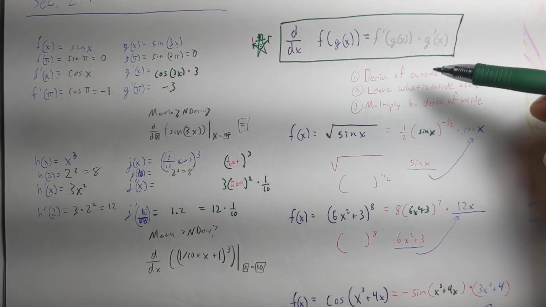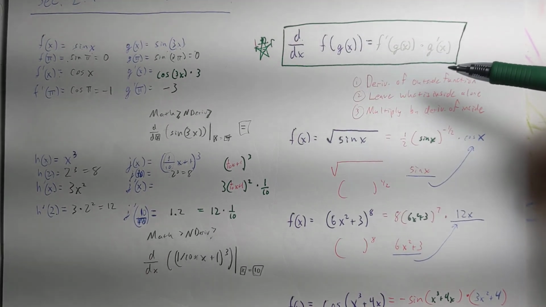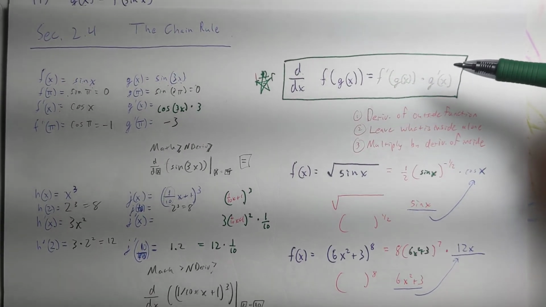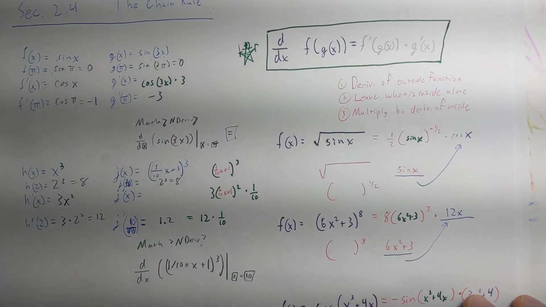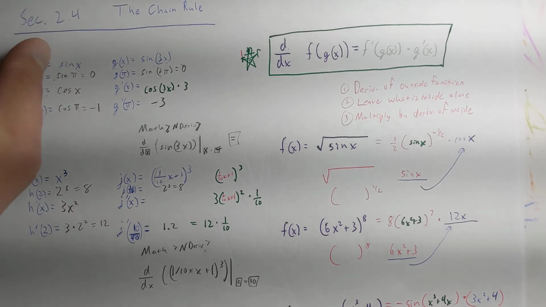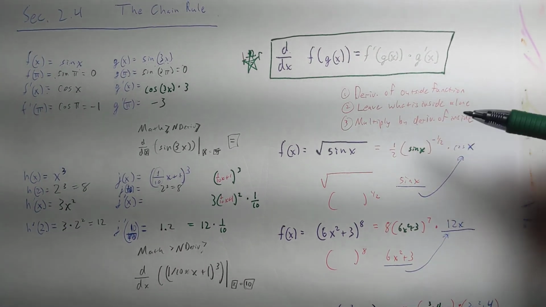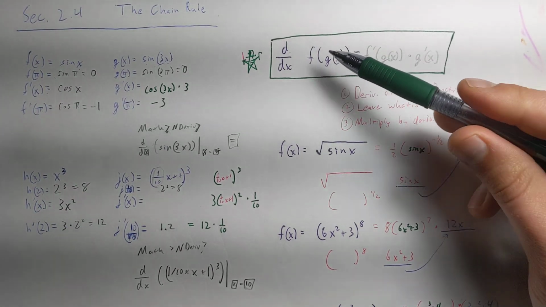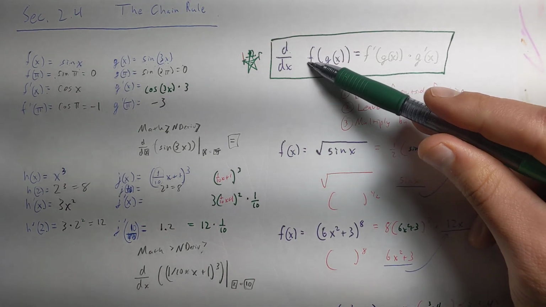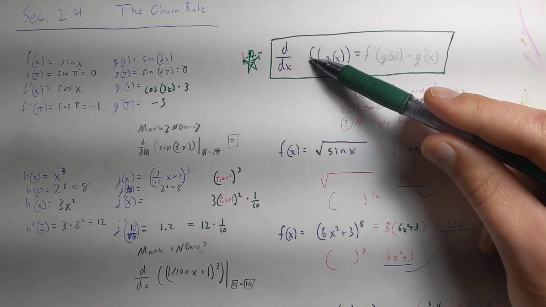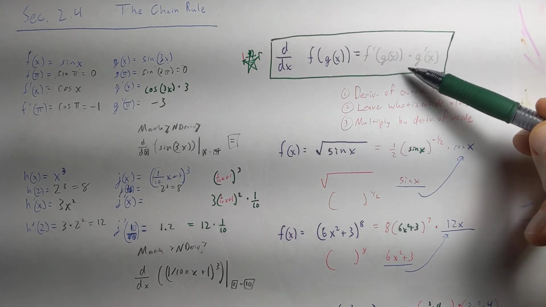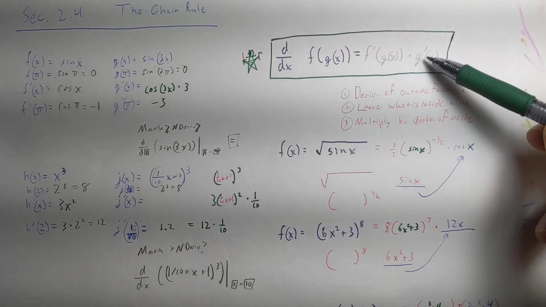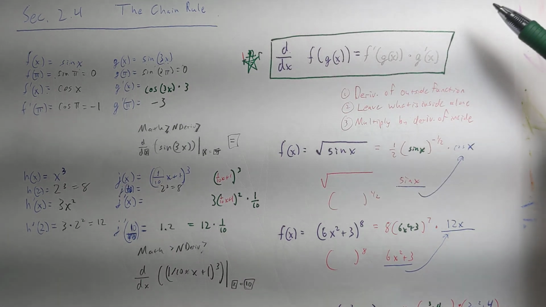So, that's the chain rule in a nutshell. Next few videos are just going to be practicing and looking at some specific cases. But the chain rule is, you've got a function inside another function. When you derive it, take the derivative of the outside function, leave the inside function alone, then you multiply by the derivative of the inside function.